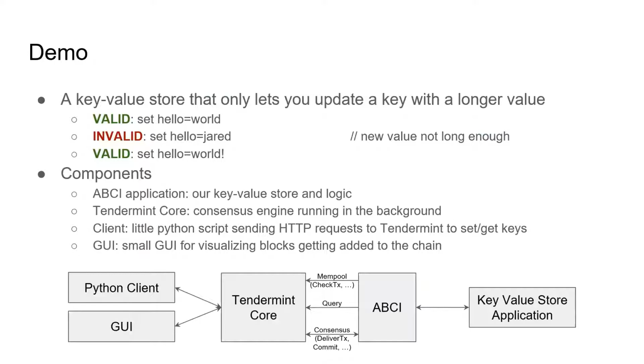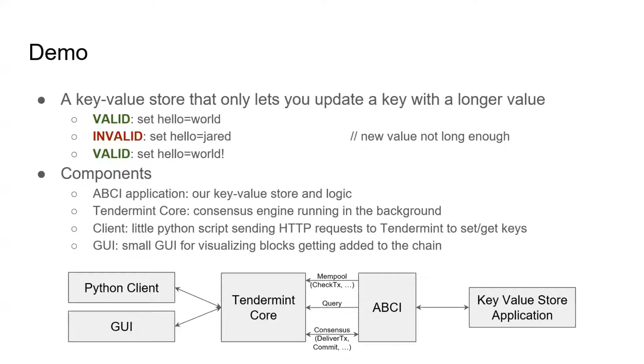So the demo application is a simple key value store implemented in Python. We've decided on an arbitrary rule that key values should only increase in length. So if somebody sets the value of a key hello to world, and then later tries to set it to another 5-character word, they'll get an error response from the deliver transaction method. This is just arbitrary logic to demonstrate some kind of rule in our application.